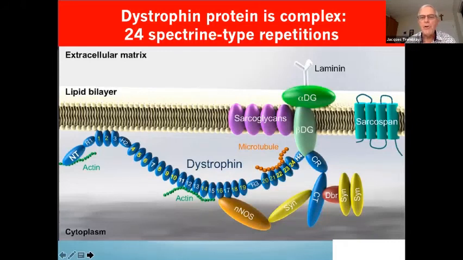And some of those proteins are in the membrane, and they will make a link between the inside of the muscle fiber, the membrane, and the outside of the muscle fiber. All of these other proteins that make a complex with dystrophin have been shown to be mutated and to be responsible for other types of muscular dystrophy.